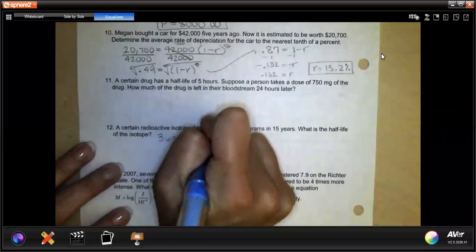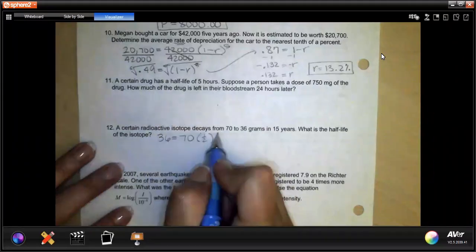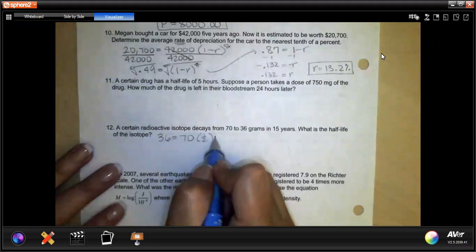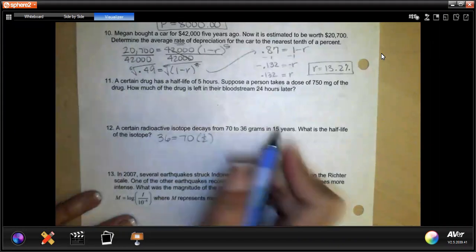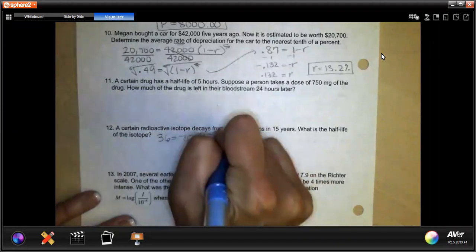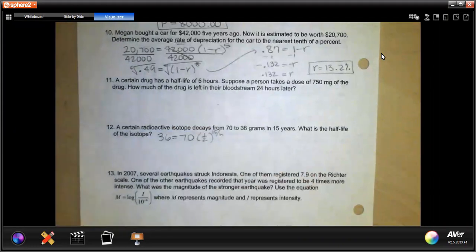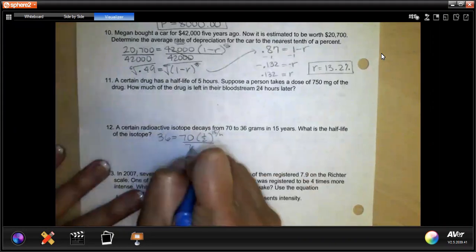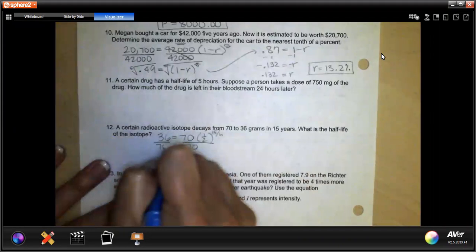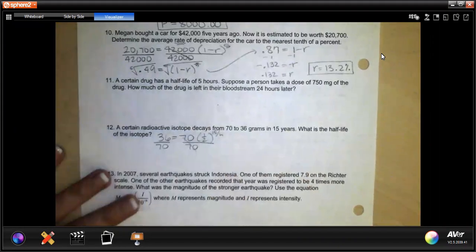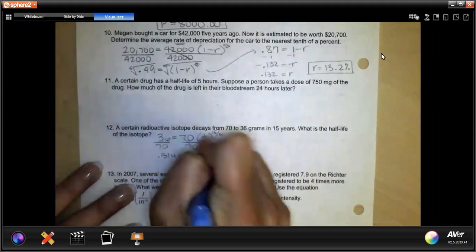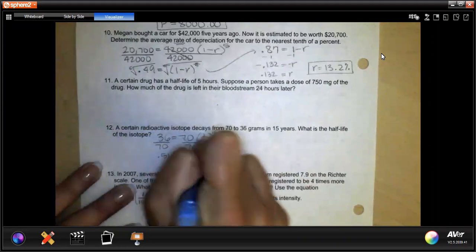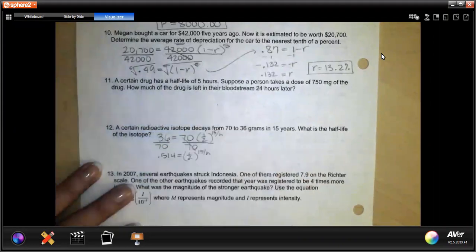And if you remember the half-life, it is t over whatever the half-life is here. So our time is 15 years, but we don't know what that half-life is. So that's where my variable is going to be in that exponent. So now I'm ready to solve. So I divide by 70, and we get 0.514 is equal to 1/2 to the 15 over h.